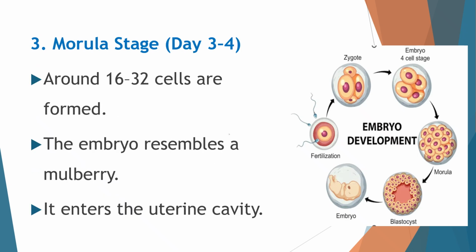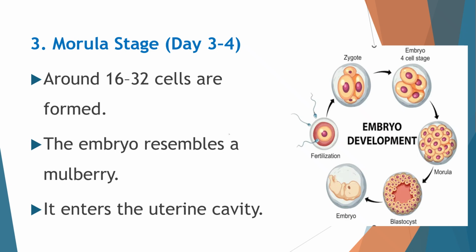Now let's move on to the third stage of embryological development, called the Morula Stage. This stage usually occurs between day 3 and day 4 after fertilization. After the zygote undergoes repeated cleavage, the number of cells keeps increasing. By this stage, the embryo contains about 16 to 32 cells. These cells are tightly packed together, forming a solid ball of cells. This solid mass is called the morula.